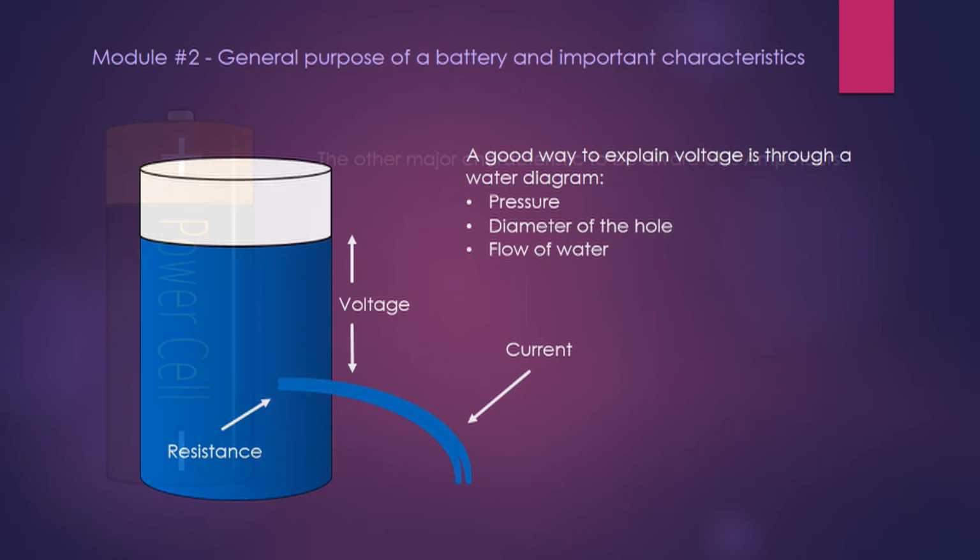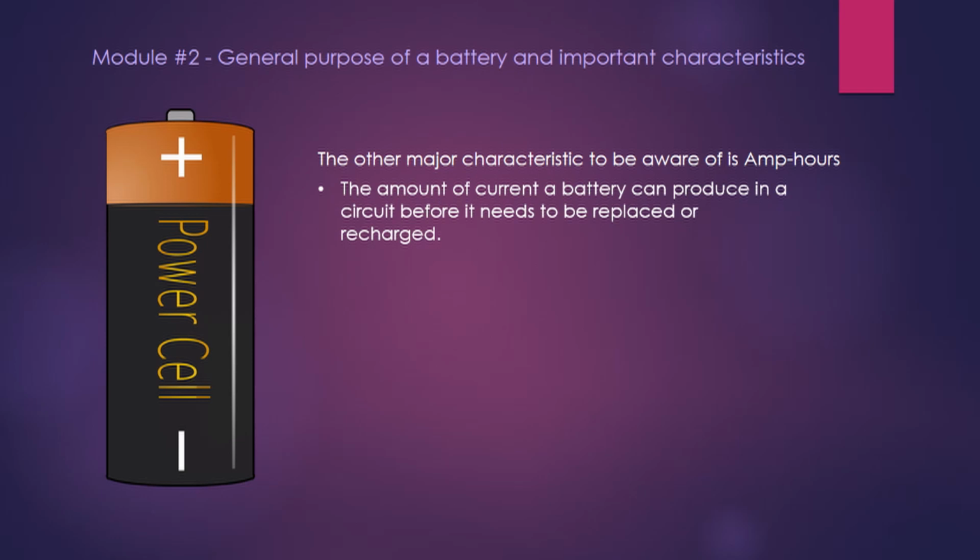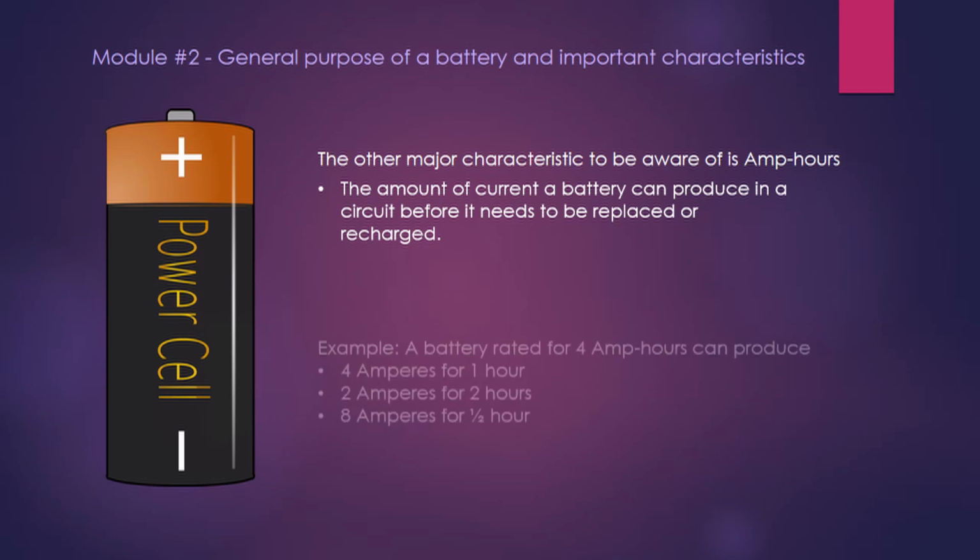The other major battery characteristic is ampere hours. Amp hours is the amount of current a battery can produce in a circuit before it needs to be replaced or recharged. The battery has a limited amount of materials that can be used for chemical reactions. When this material is used up, no more chemical reactions can take place, and therefore no more electrons can be created.